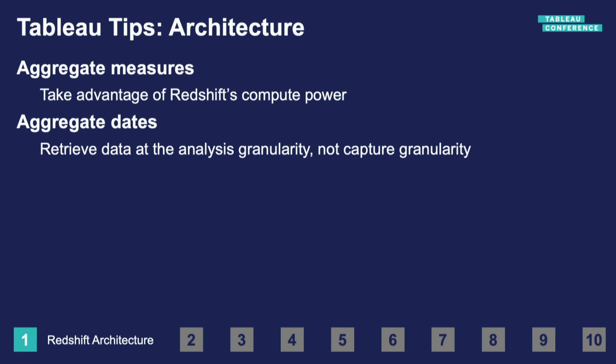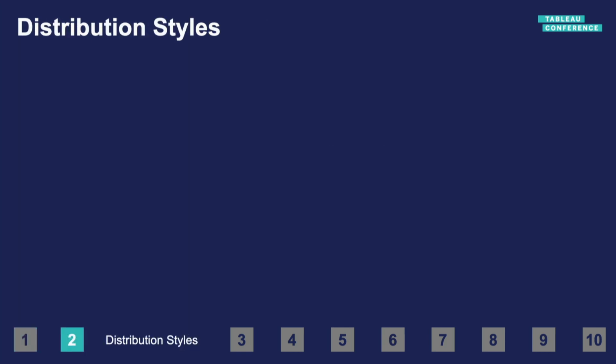All right. The next subject is distribution styles. Distribution styles is how you physically, or where you physically put your data in the Redshift cluster node.